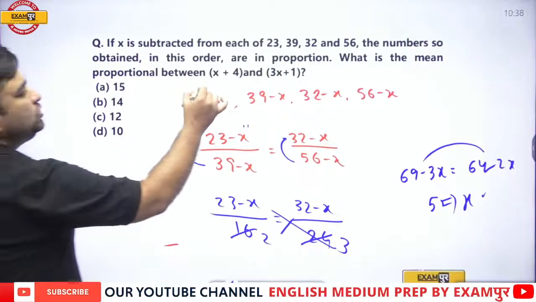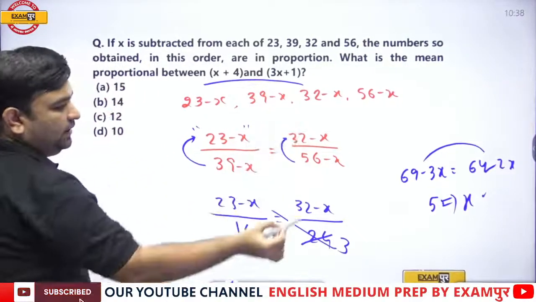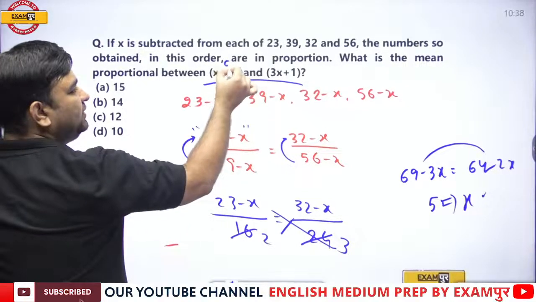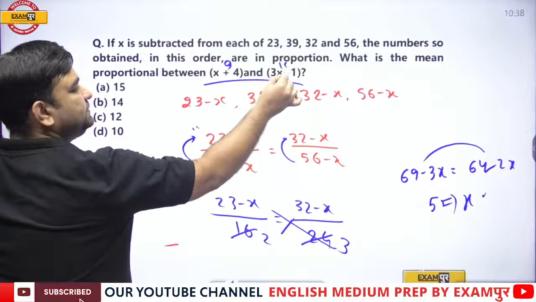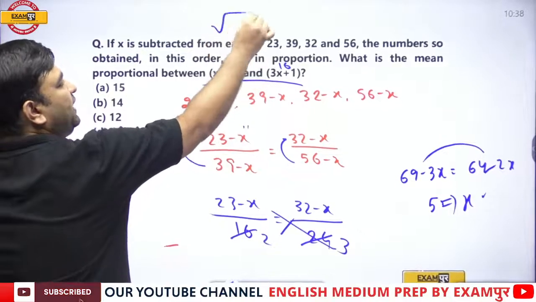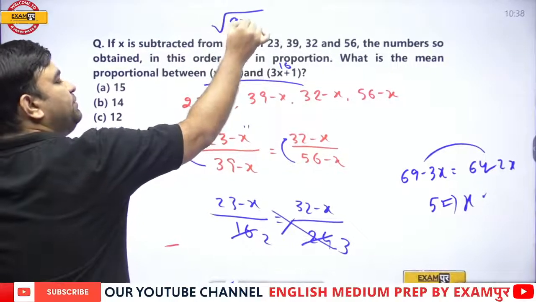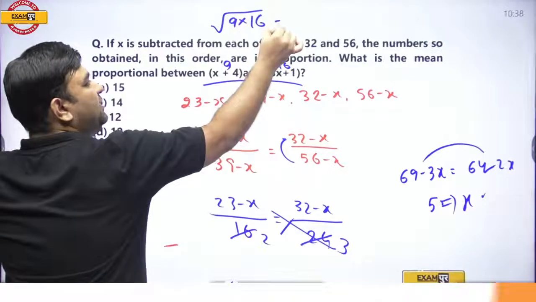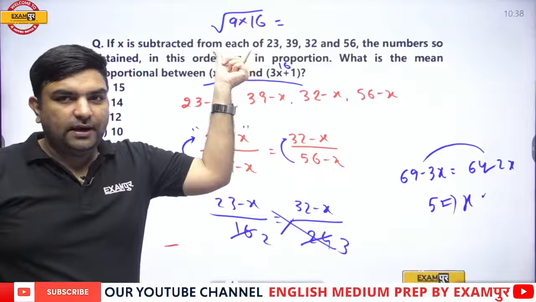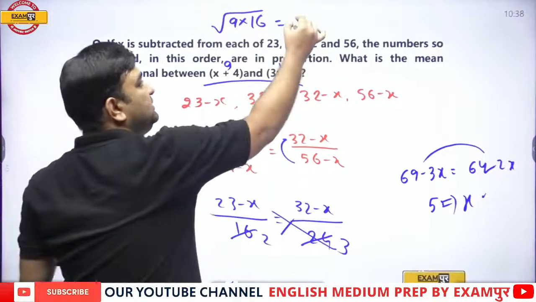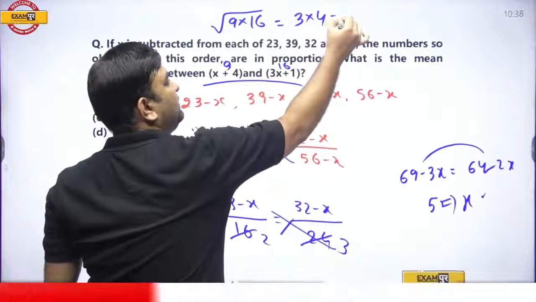What is the mean proportion of these numbers? If x is 5, x plus 4 is 9, and 3x plus 1 is 15 plus 1, 16. Mean proportion of 9 and 16 is under root 9 into 16. This is 3, this is 4, 12.